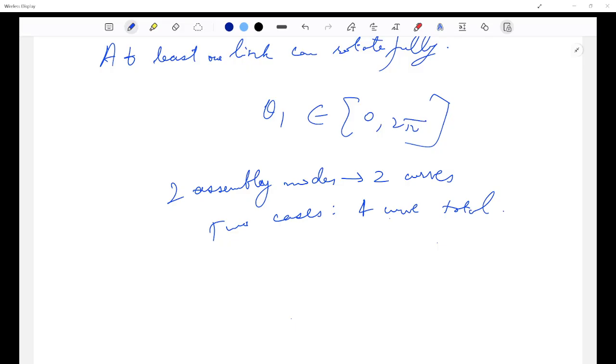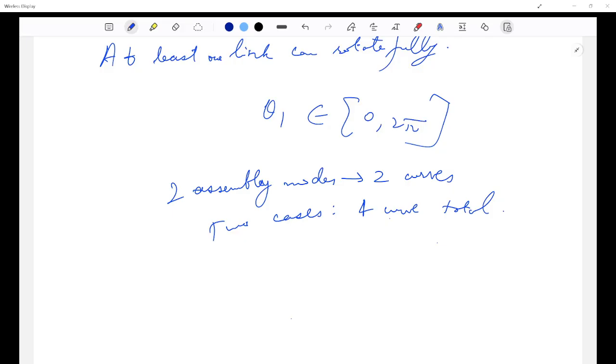Okay, and the number 36 comes from a general result in algebraic geometry called Bézout's theorem, right? So the coupler curve is a degree-6 algebraic curve. It comes from eliminating joint variables in the loop closure equation. I hope you have seen the derivation. And the degree of the polynomial that we get there is 6.